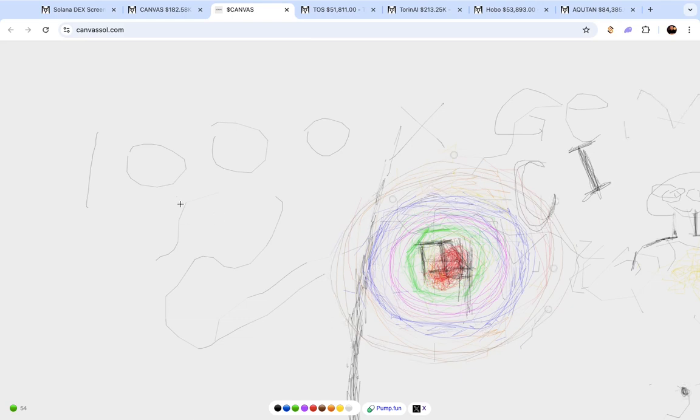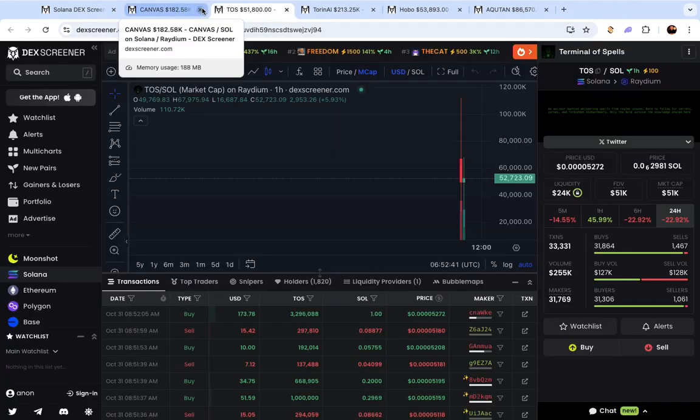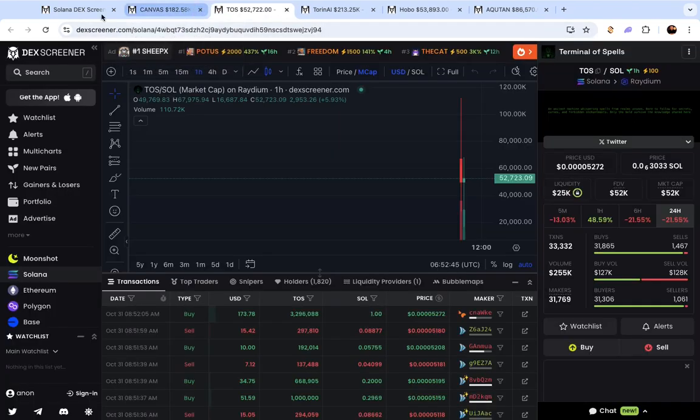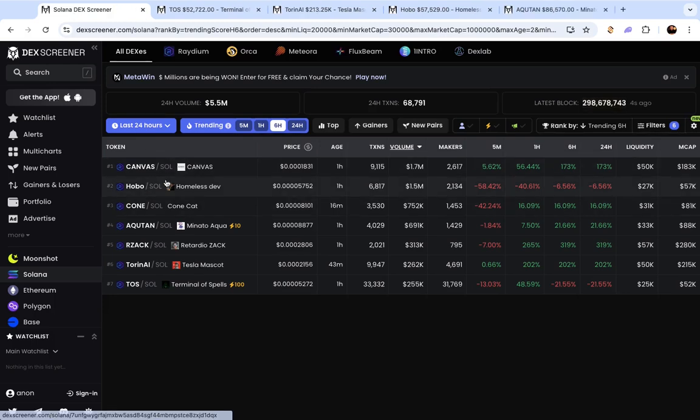So this is basically a canvas, as it says. I don't know whether you guys really like this idea, so I'm just going to get rid of it. I'm not going to invest in this. So we go back to Solana Dexscreener and check out the other one. This one has got 691, the transactions are 4,000, the makers are 1,429, and this is the current market cap.